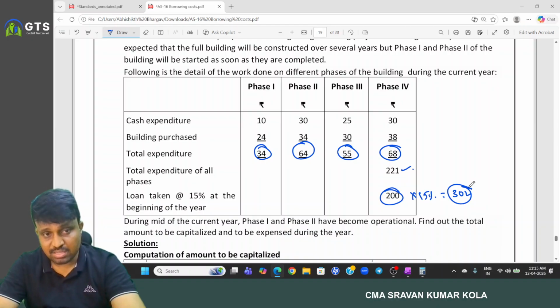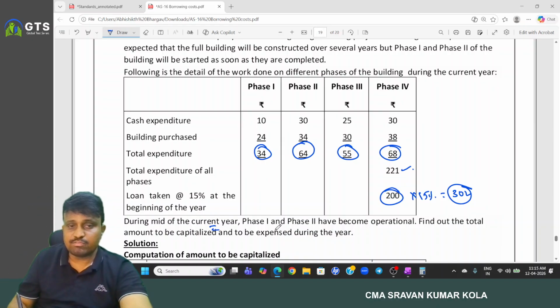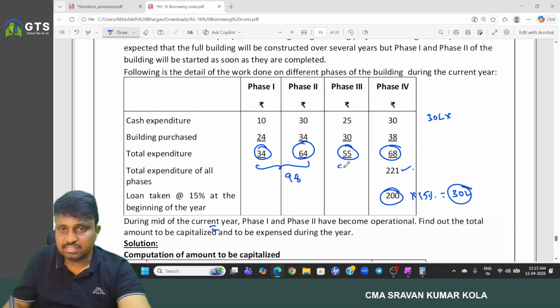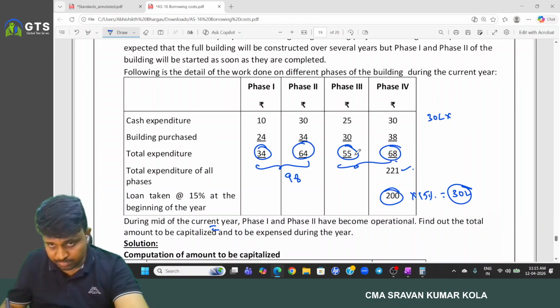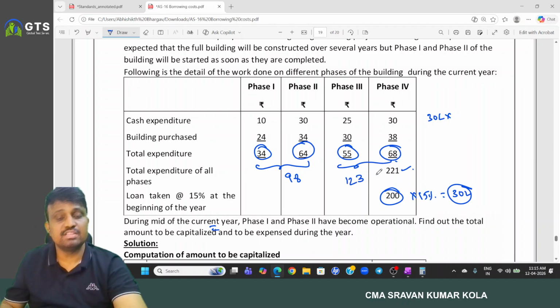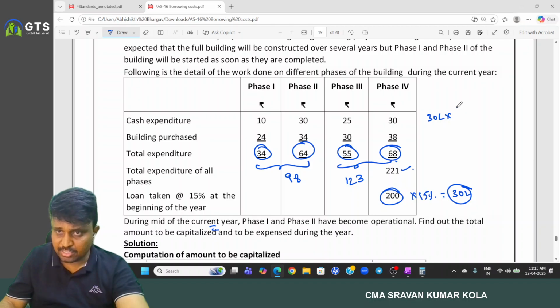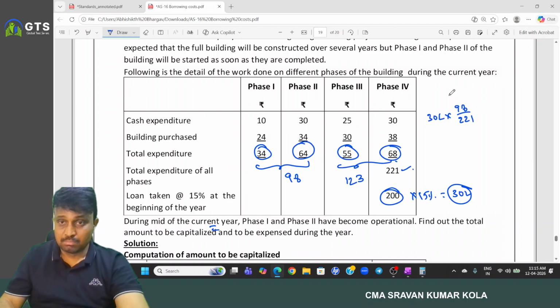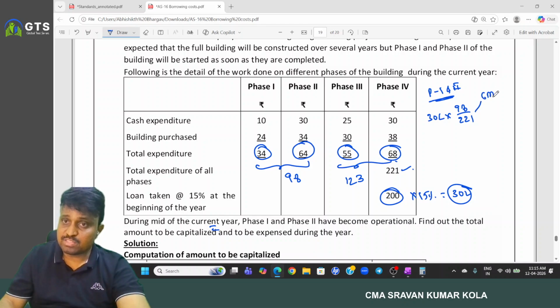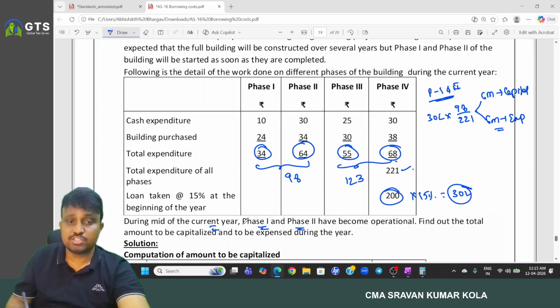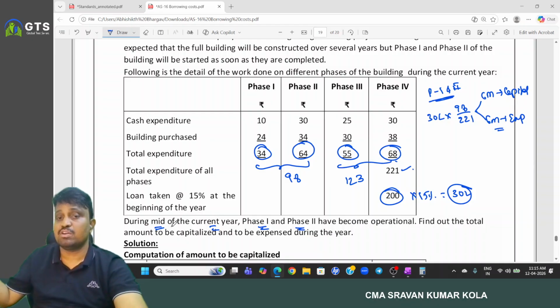This is the amount of interest we spent, and during the middle of the current year phase 1 and phase 2 were over. Out of the 30 lakh, the phase 1 and phase 2 part is how much amount? 98. So 30 lakh into 98 by 221. This is relating to what? Phase 1 and phase 2. But out of that, only 6 months is capitalized, and the remaining 6 months is expensed. Why? Because phase one and phase two became operational in the middle of the year, and for the rest of the 6 months we have to expense it.